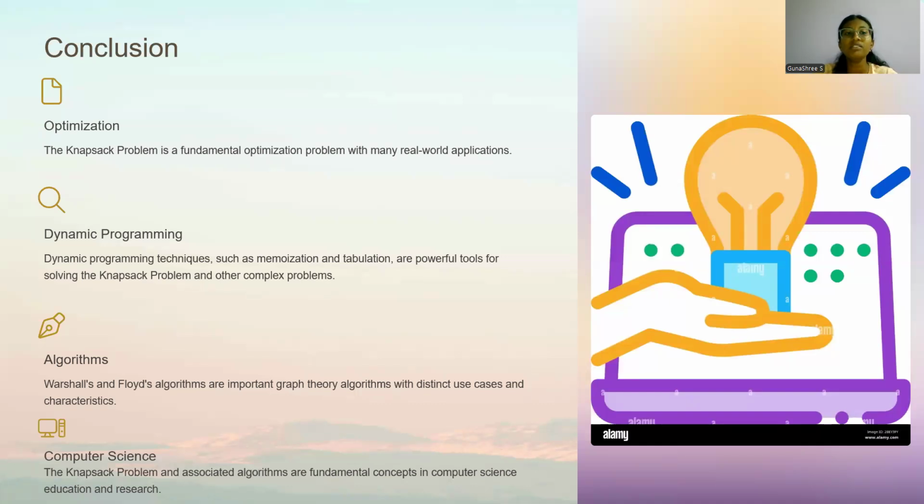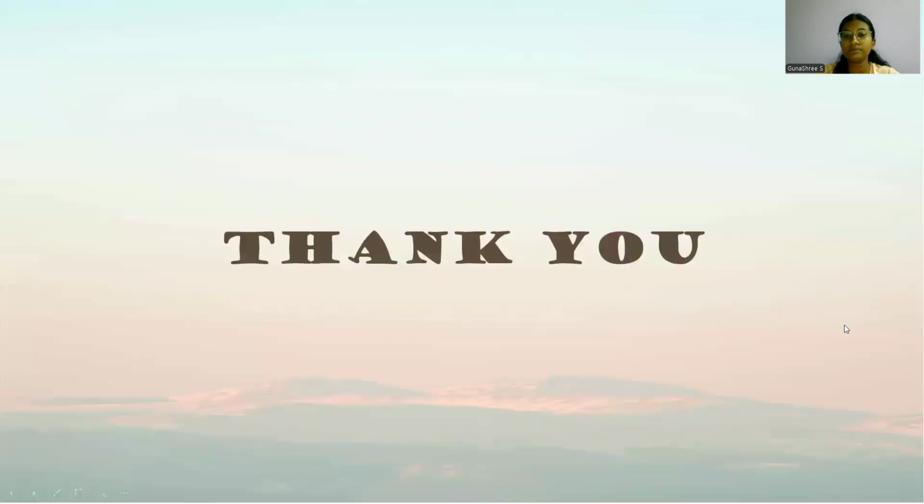So what is the conclusion obtained from dynamic programming and the knapsack problem? Optimization: it is a fundamental optimization problem with many real world applications. Dynamic programming techniques such as memoization and tabulation are powerful tools to solve the knapsack problem and other algorithms. Next thing is algorithms: Warshall's and Floyd's algorithms are important graph theory algorithms with distinct use cases and characteristics. Next one is computer science. Here the knapsack problem and associated algorithms are used in computer science education and research. Thank you for watching.